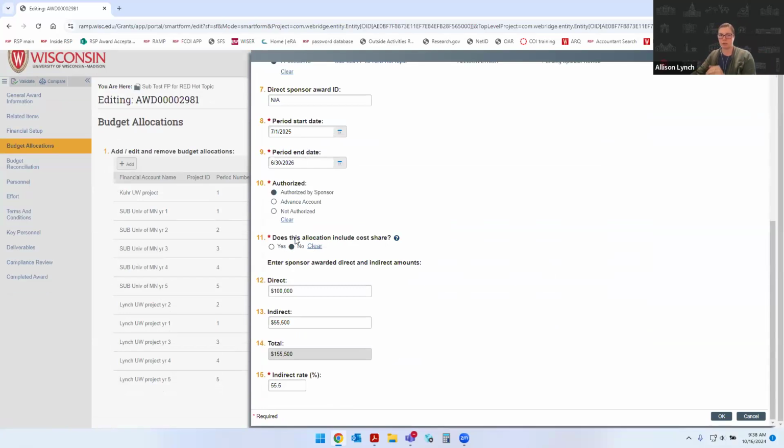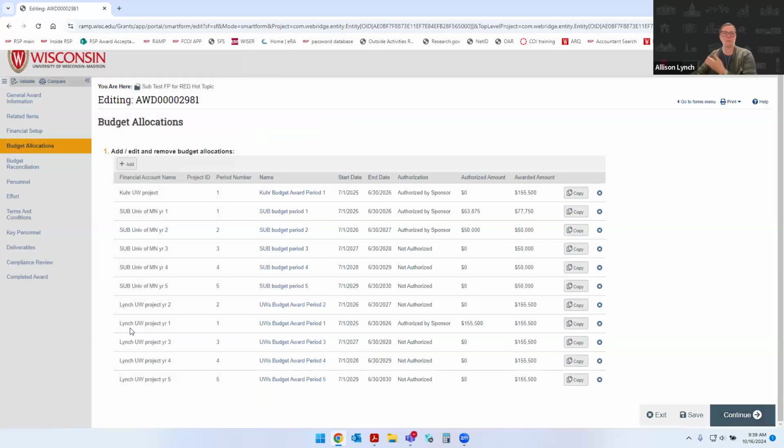Right now, we are not using RAMP's functionality for documenting cost share within the smartforms. The guidance on the website is if you have cost share on the award to enter no here on the allocation and then upload the cost share documents to the award record. Because it's a manual entry right now for us. This may change in Workday. We don't know. You will hear updated guidance if that's the case.